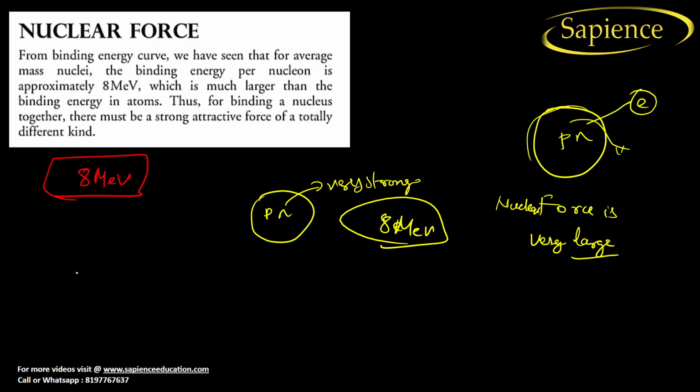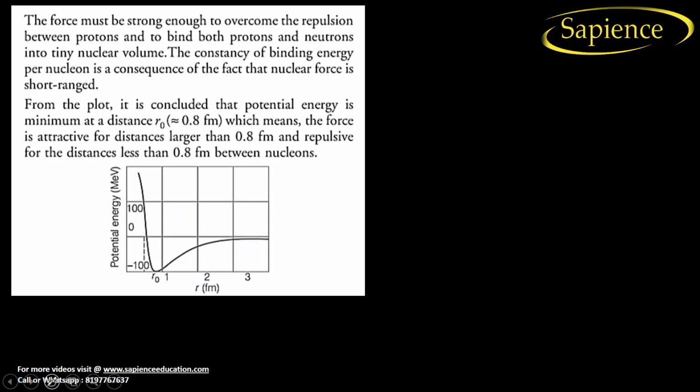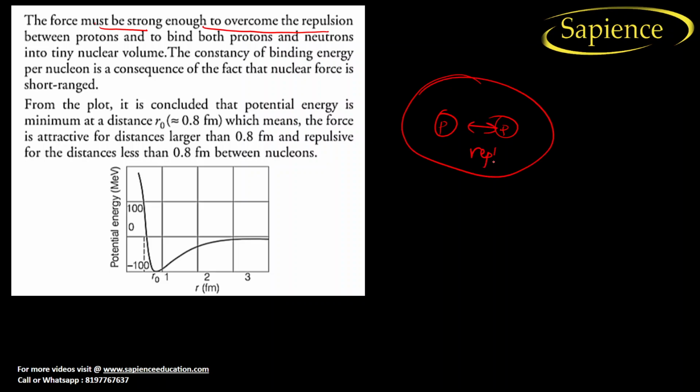To hold the nucleus together, there must be a strong attractive force of a totally different kind. Now let us see. It has been observed that the binding energy, or the nuclear force, must be strong enough to overcome the repulsion. Whenever there is a proton as well as another proton, in the nucleus there will be a repulsion. So which force will bind them together? That force is the nuclear force, and this force must be stronger than the repulsive force. Then only will they both stay together.